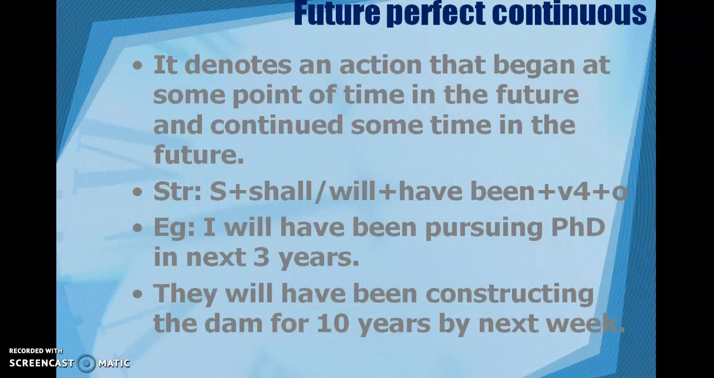I will have been pursuing PhD in next 3 years. What will I do? I'll complete PhD in 3 years. This is how you can tell in simple future tense. But when you have to tell in perfect continuous tense, I will have been pursuing PhD in next 3 years. By the end of next 3 years, I will have completed PhD.